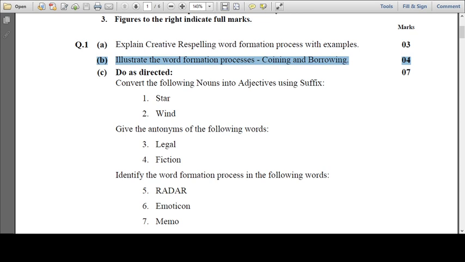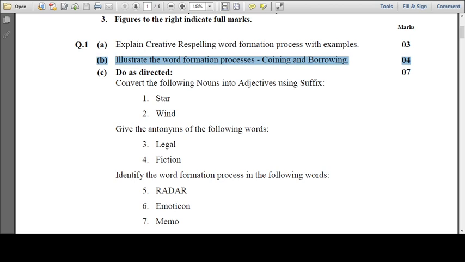A new use of an old word can be seen as a new word derived from an old one. In other words, word formation is the process of creating new words from existing elements of language according to certain patterns and rules. I think you have all studied coinage, borrowing, derivation, compounding, and clipping. These are the word formation processes.